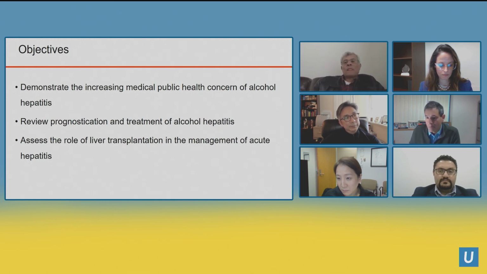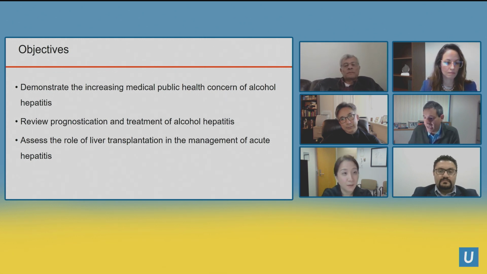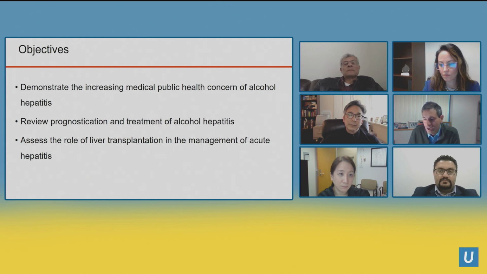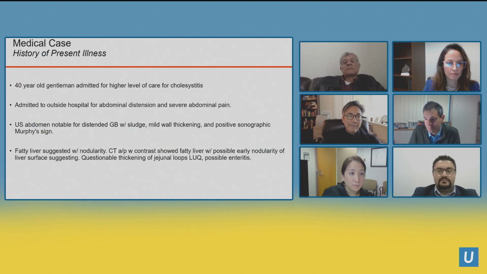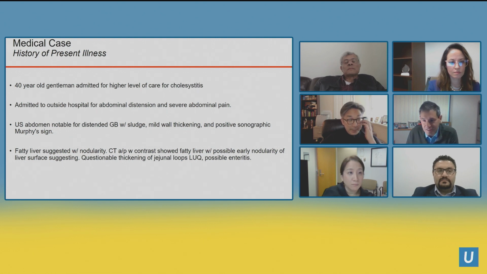We're going to talk about prognostication and treatment of alcohol hepatitis, and then look at a very important topic of assessing the role of liver transplant in the management of acute alcohol hepatitis. And this is a big paradigm shift for all of us in academic and transplant centers. So we're going to start with a case, like my colleagues did previously.